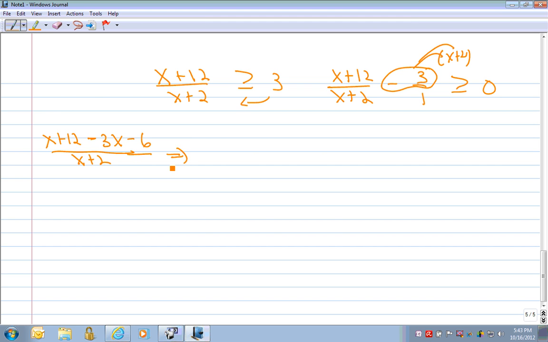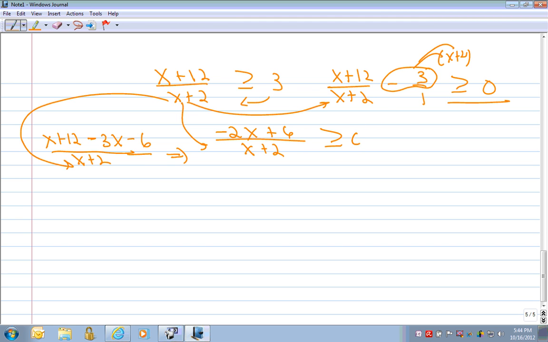All right, the next thing we're going to do is we're going to combine like terms at the top. We have a negative 3x and a positive 1x, so we have a negative 2x. We have a positive 12 and a negative 6, so we have a positive 6. And that's all over the original denominator, just make sure you realize it's in several places. That's the original denominator of x plus 2. And then that now, since the 3's been moved over, that is greater than or equal to 0.